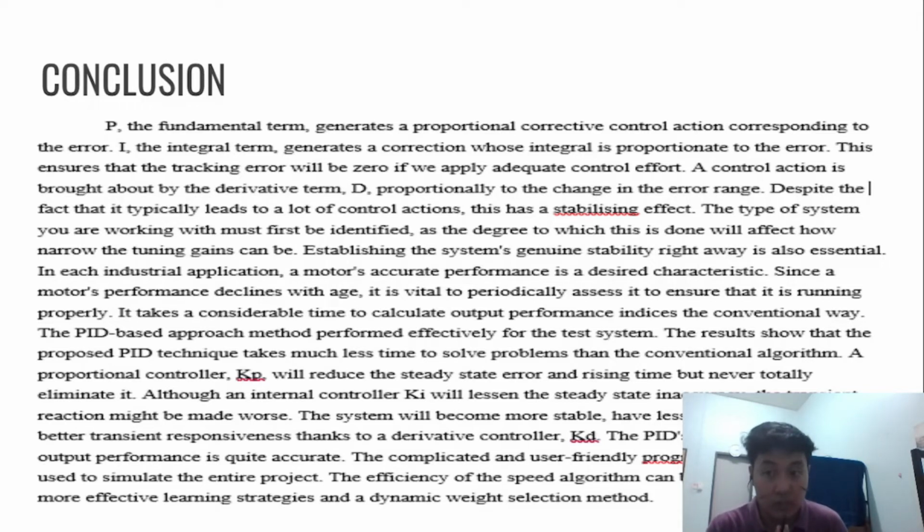The type of system you are working with must first be identified, and this will affect how narrow the tuning gains can be. And then, since a motor's performance declines with age, it is vital to periodically assess it to ensure that it's running properly. The PID-based method performs effectively for the system. The results show that the proposed PID technique takes much less time to solve problems. And also, although an integral controller KI will lessen the steady state inaccuracy, the transient response might be made worse. That's all from me.